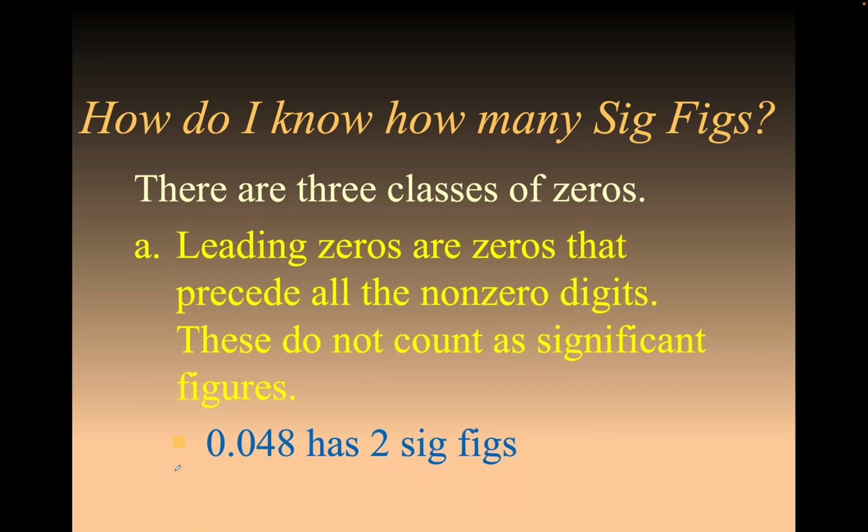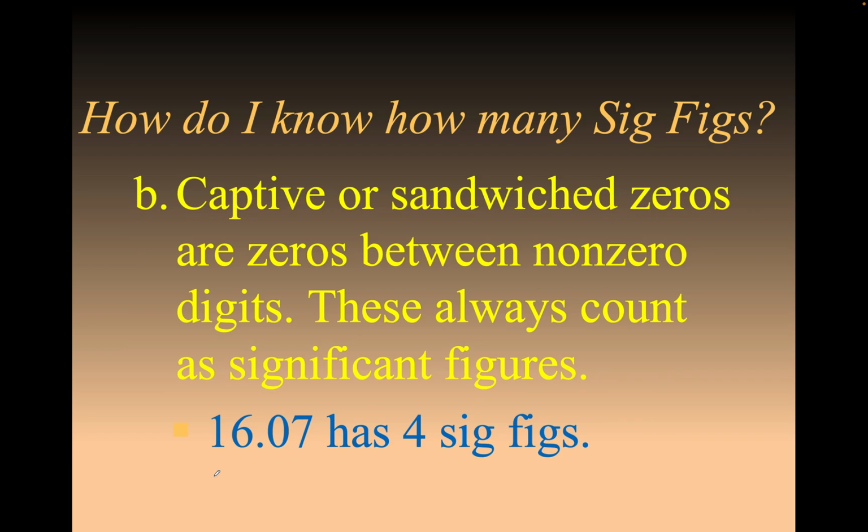So there are basically three classes of zeros. Leading zeros, which are coming before, that precede all the non-zero digits, do not count as significant figures. This means it has only two significant figures. So zeros which are coming prior to the non-zero number are always non-significant in nature. They do not count. Then next is captive or sandwich zeros, which are coming in between non-zero digits. They are always and always significant figures.